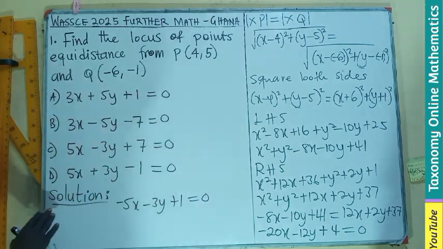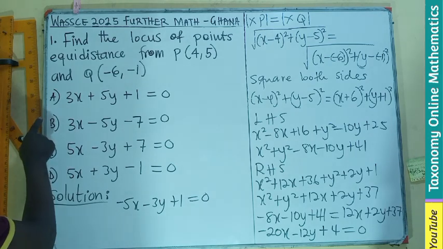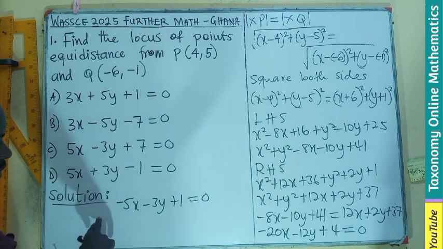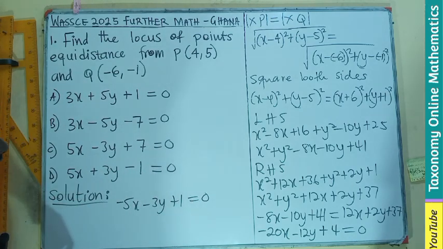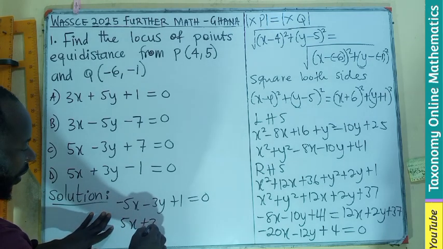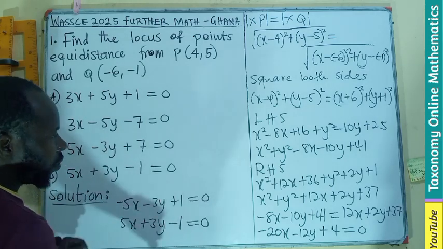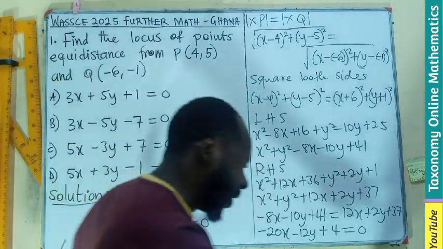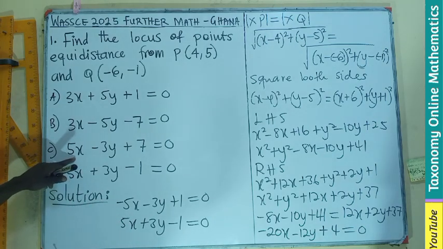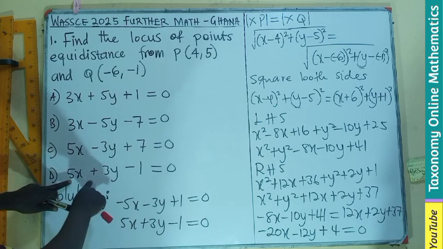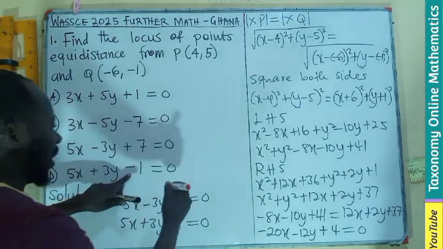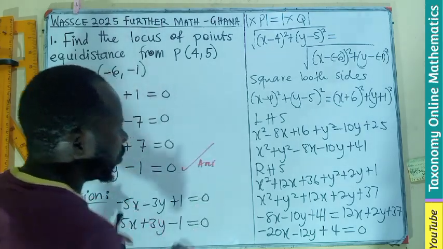Let's see what we have here. We have the x term all being positive, so let's multiply through by negative 1. That will give you 5x plus 3y minus 1 equals 0. Checking the options that we have, the one that resonates with this is plus, plus, minus: 5x plus 3y minus 1. And this will give you the answer you are looking for.